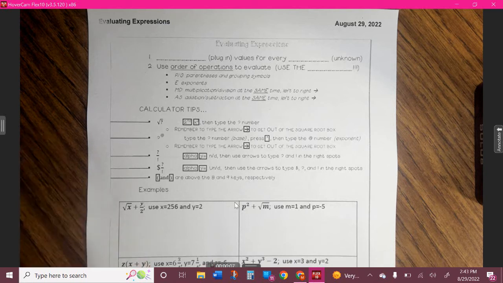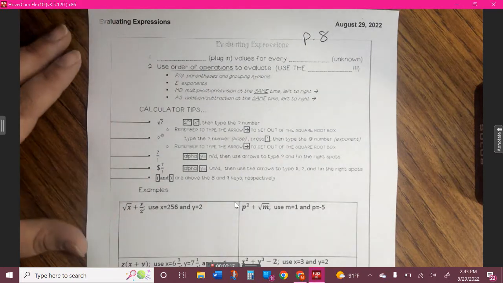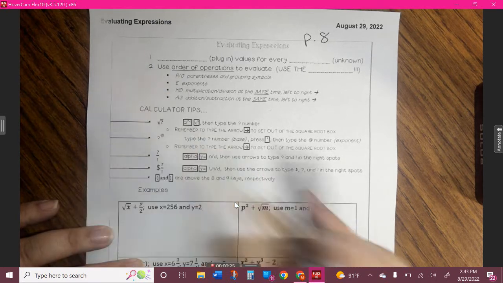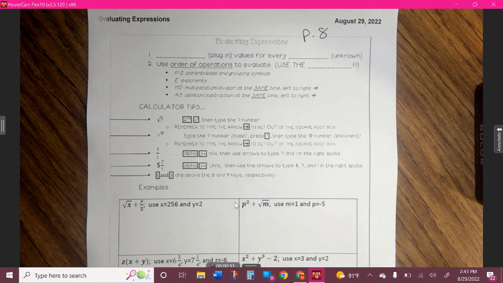That's fine. This is page number 8 in our binders for the 2022 to 23 school year. I'll title it page 8, and this is all about evaluating expressions, which we've done for several years in Texas. What's different this year is now we get a calculator, so we're going to really focus on how to type things in the calculator because we've dealt with how to use our order of operations in the past, so that's not something that's new to us.